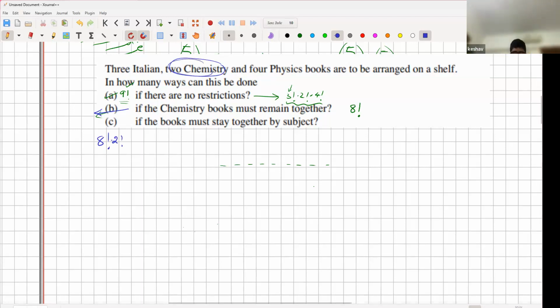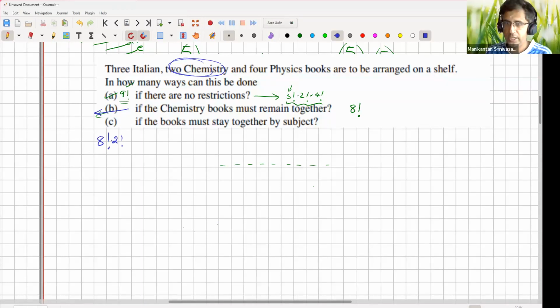Put the 2 chemistry as one block. It could be first or second. So C1, C2 or C2, C1.